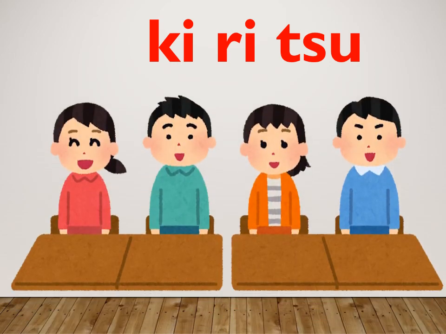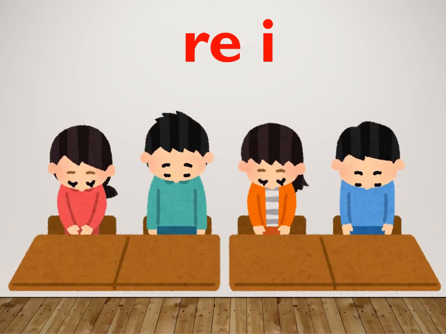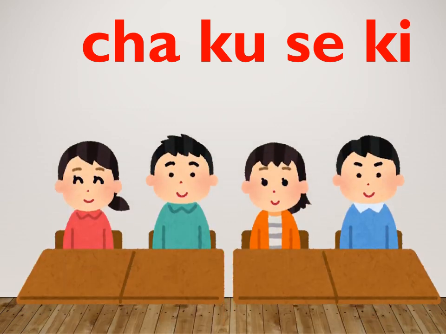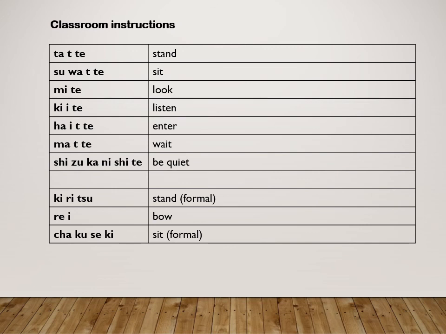What is 起立? That means stand. What is 礼? That means bow. What is 着席? That means sit. Okay, well done. Please pause the video now and copy down the language in your writing book.